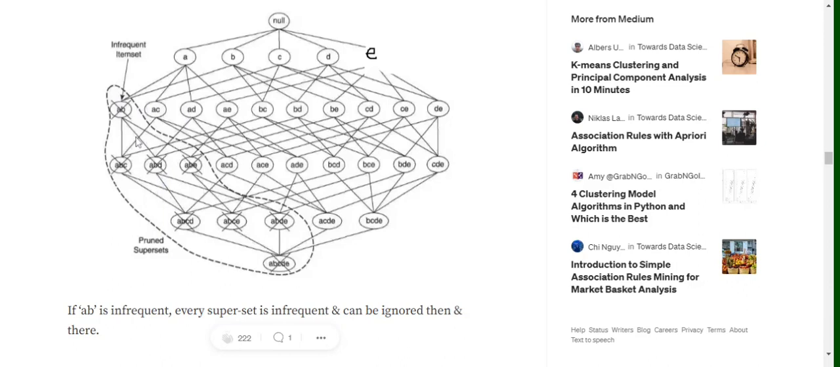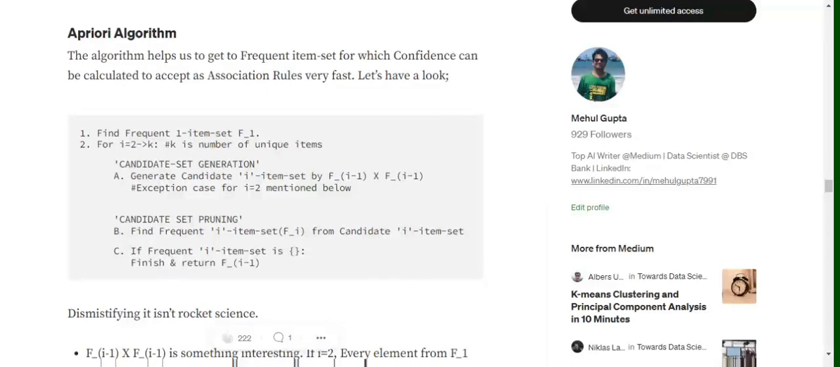So as you can see, using these two basic ideas, we won't need to calculate the support for all the possible rules, but just for a few rules, and using the Apriori principle, we would be skipping the rest of them. So now let's jump onto the Apriori algorithm. Let's understand how it helps us calculate frequent item sets, for which you can calculate confidence and eventually know accepted association rules. So do keep in mind that the Apriori algorithm is used to calculate just the frequent item sets and not the final association rules.